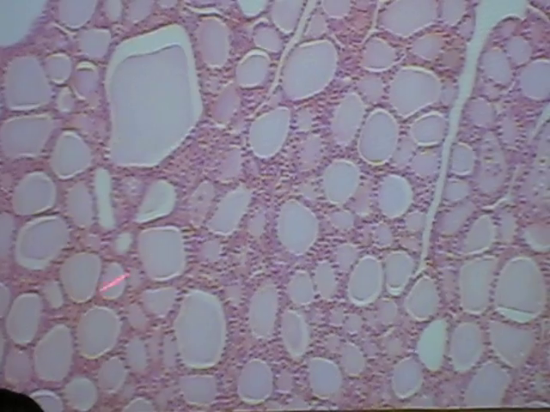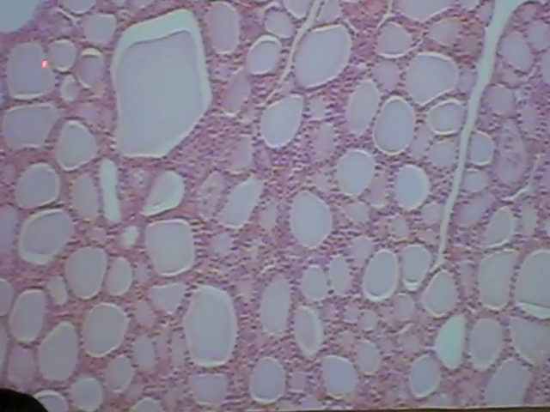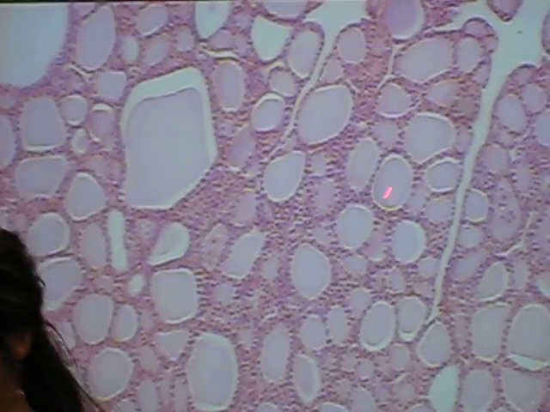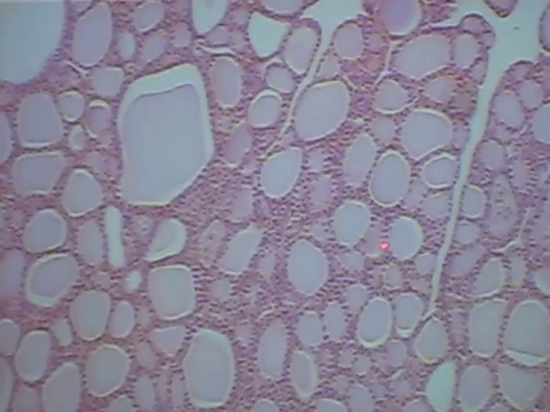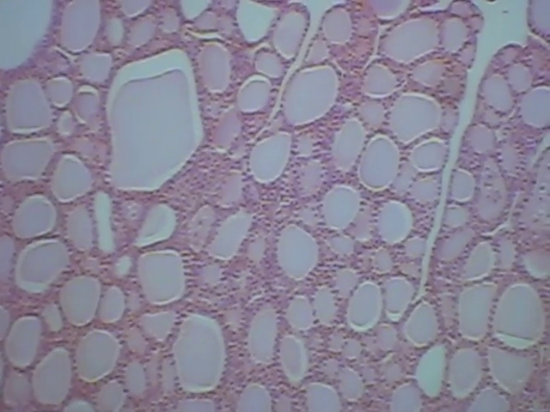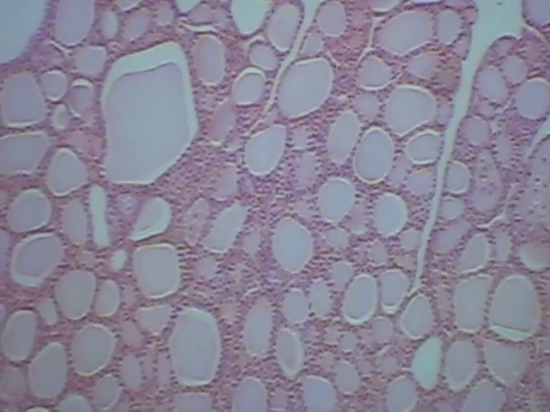The thyroid gland. When you're looking at the thyroid gland, you want to make sure, first off, you can identify the follicles. Each one of these structures is a follicle. These are semicircular, and there are different sizes. You've got some small ones, some medium-sized ones, and some big ones up here and up there. There's no specific size or arrangement of these.